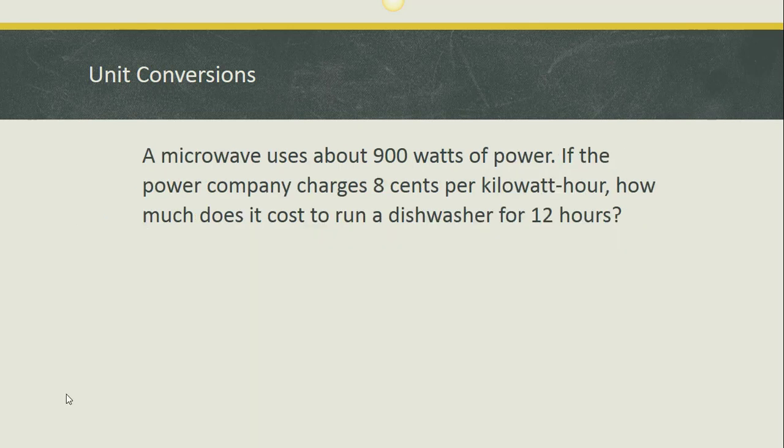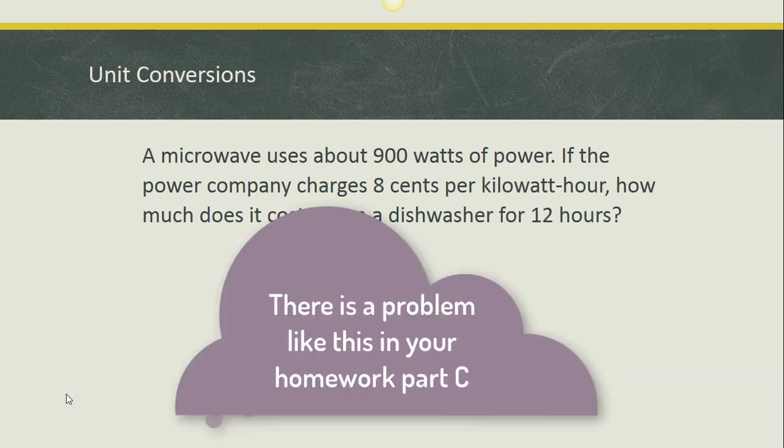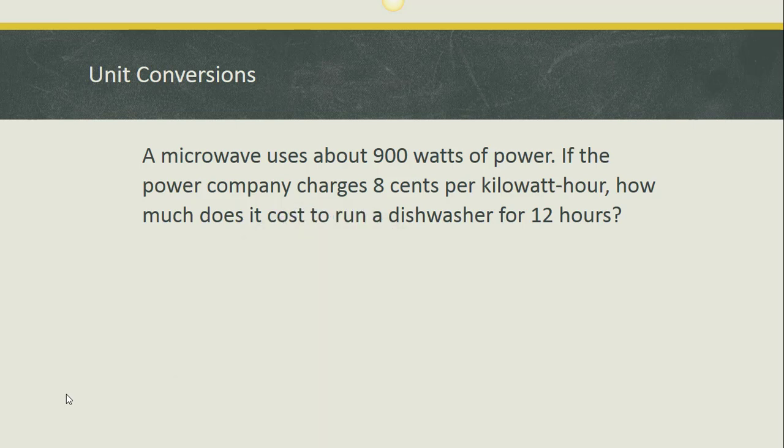A little more tricky. It says a microwave uses about 900 watts of power. If the power company charges 8 cents per kilowatt hour, how much does it cost to run a dishwasher for 12 hours? Well, here's what we know. Let's write down this first. We know that our microwave uses 900 watts. Okay, then it says a power company charges 8 cents per kilowatt hour.